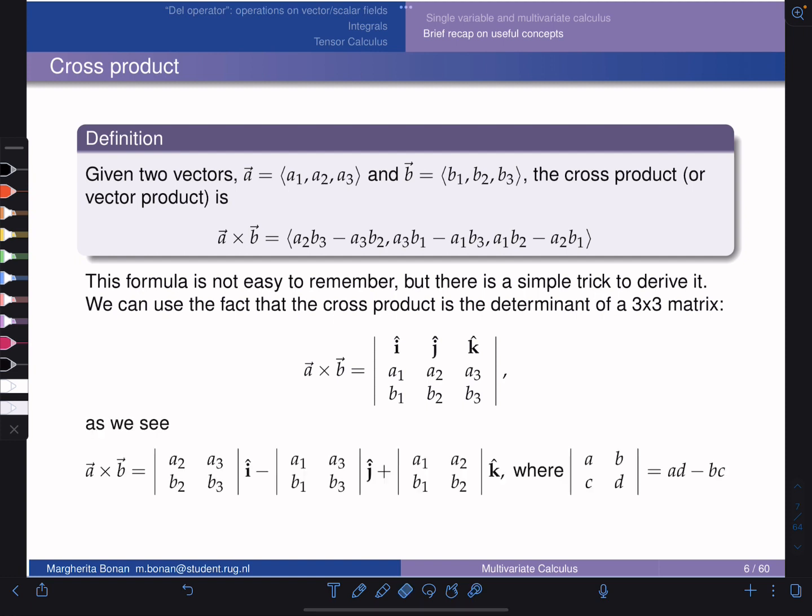We can see that finding this determinant, by cofactor expansion, we have i that multiplies the determinant of this matrix, and so on. Then with a minus, j that multiplies the determinant of this matrix, and k that multiplies this determinant. We know, of course, that the determinant of a 2x2 matrix is given in this way.